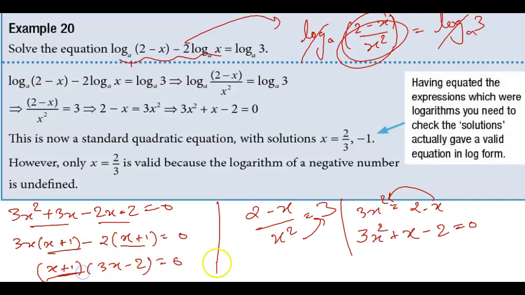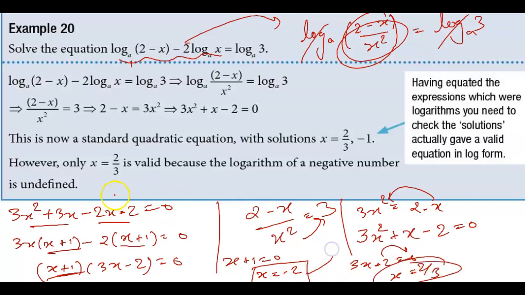When you take x plus 1 as 0, you'll get x equals minus 1. When you take 3x minus 2 as 0, you'll get x equals 2 upon 3, right? So here are our answers. This was 1, children. So I'll get minus 1 and 2 upon 3. Clear?